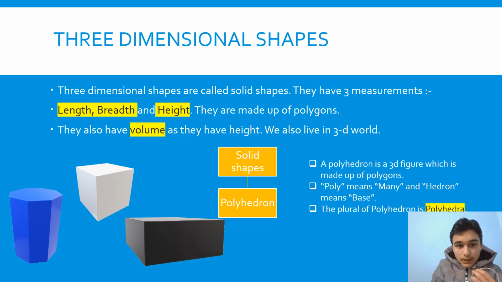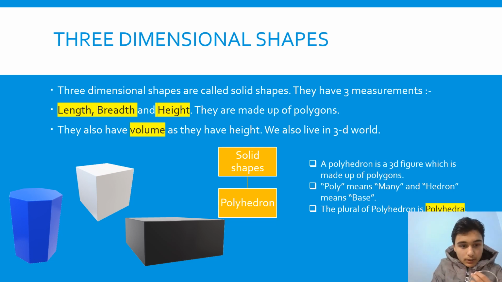Now they have length, breadth, and height. They also have volume as they have height. So any 3D object has volume because it has height. We also live in a 3D world. We all know that we also live in a 3D world. Now solid shapes are classified as polyhedron. They are also classified as non-polyhedron, but we talk about polyhedron only.